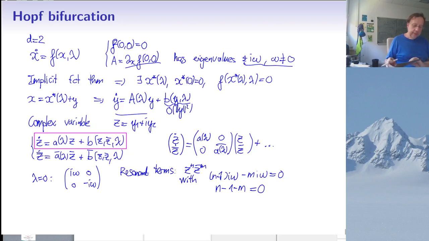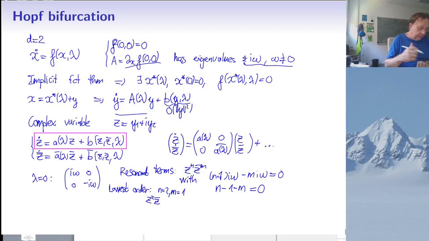And now n plus m should be at least 2, because we have a nonlinear term. So what is the lowest order resonant term? Well, that is n equals 2 and m equals 1. So that is the term of the form z squared times z conjugate.